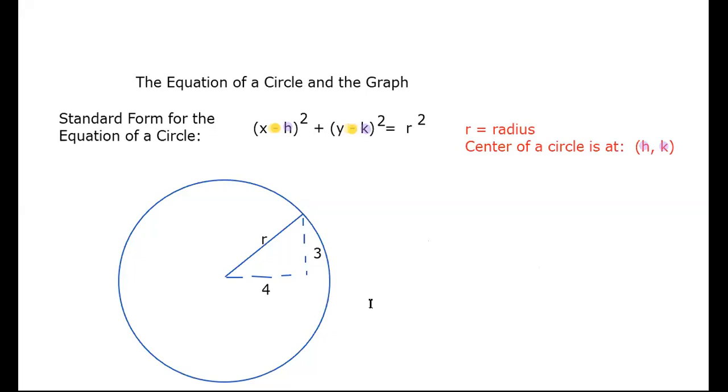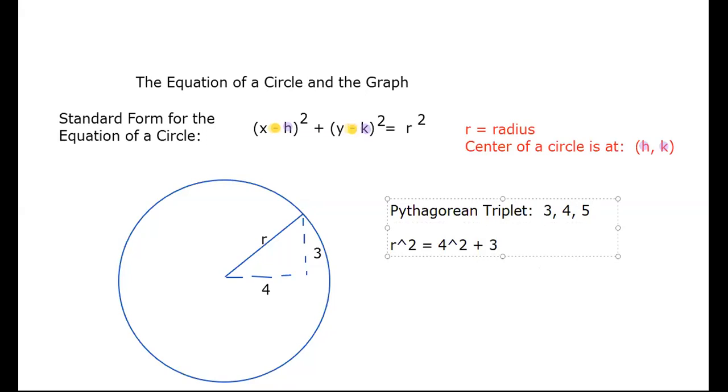Can't count units. We don't have a graph. Hopefully you recognize that this is a Pythagorean triplet. We studied those. You already know that the radius has to be 5. However, if you forget that, r squared equals 4 squared plus 3 squared. Use your Pythagorean theorem, and you can figure that out quite easily, right?